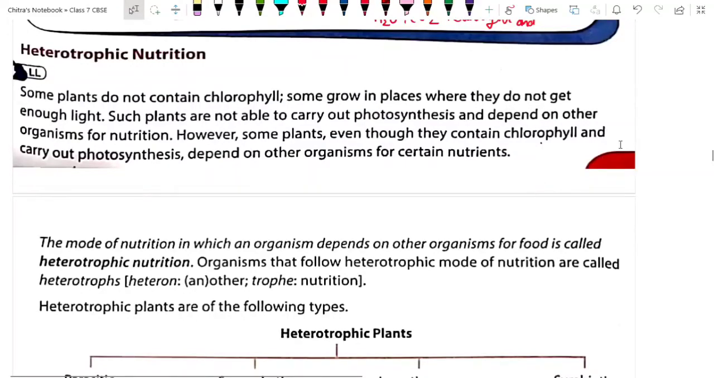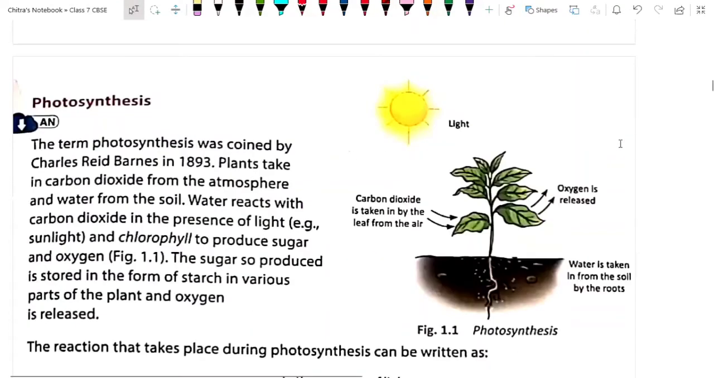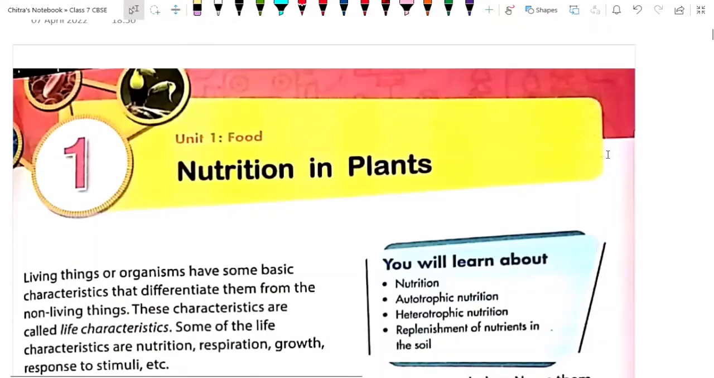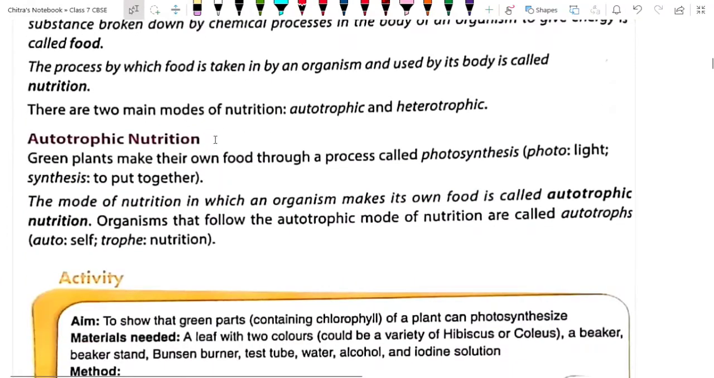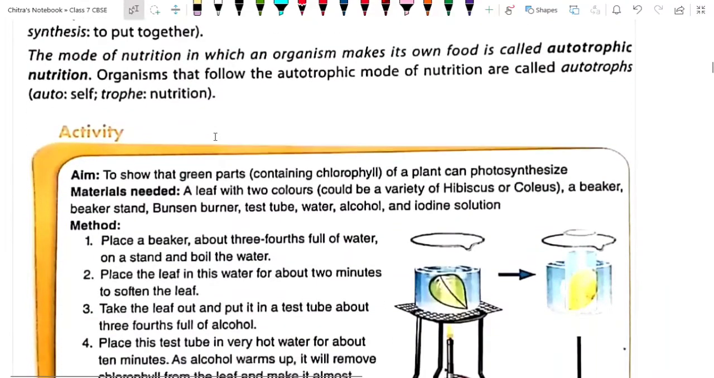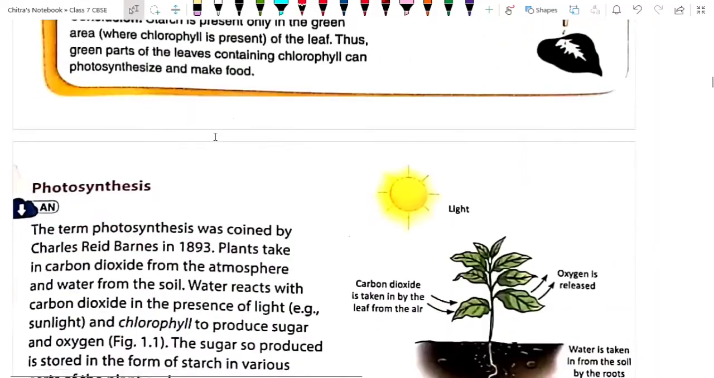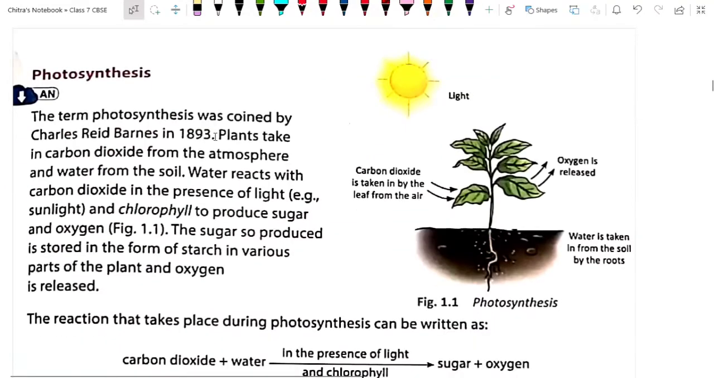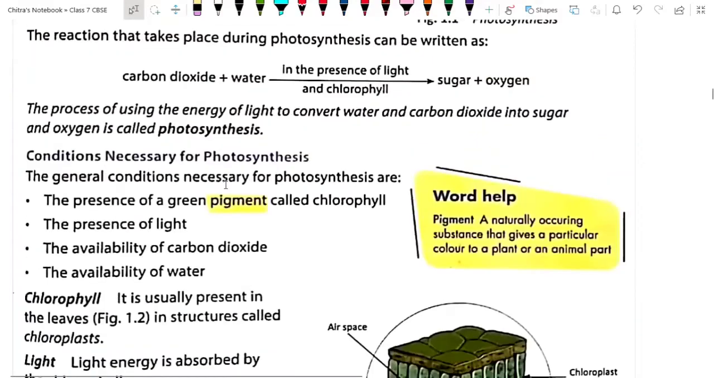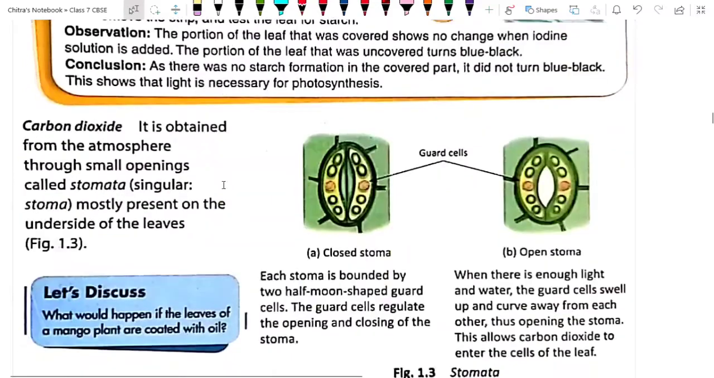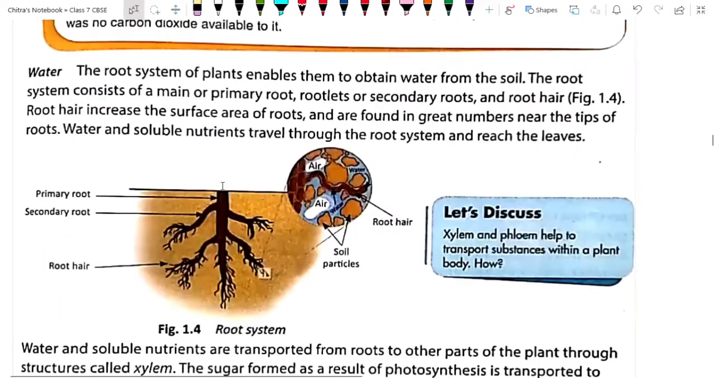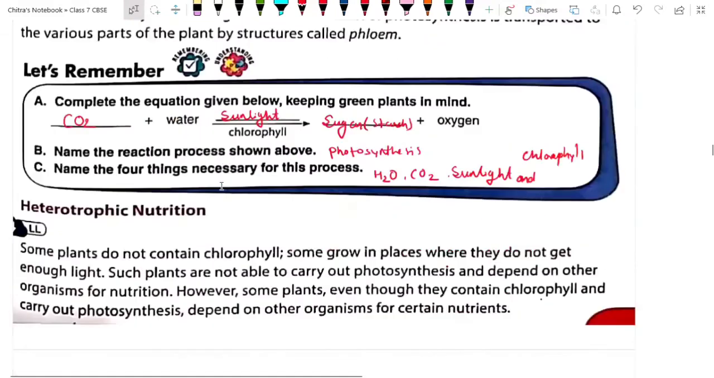We have already started our first chapter, which is nutrition in plants. We already discussed the introduction, what nutrition is, and the types of nutrition. We discussed autotrophic nutrition in detail and what is responsible for the process of photosynthesis. We discussed chlorophyll, light, carbon dioxide and water. We also did an activity and went through the homework.